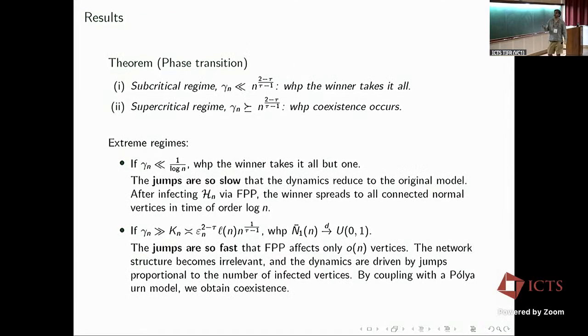So the results are the following. We identified a threshold. If the rates are not so fast, we still have the winner-takes-it-all phenomenon: one of them gets all the network except for a little o of n nodes. If the rates are big enough, so the jumps are happening quite fast, then there is the possibility of coexistence. This didn't happen before. Coexistence was never possible in this type of model. If you introduce jumps that are above a certain rate, then you can really somehow forget about the network topology. The jumps are taking over.